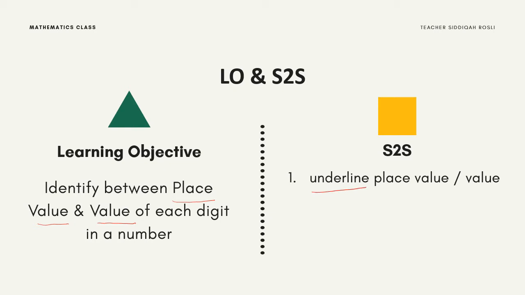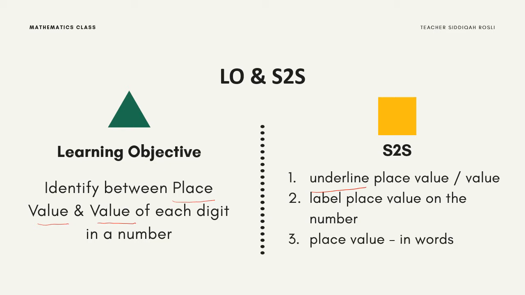I will show this to you later on. Step 2 is we are going to label place value on the number. Step 3 is if the question is asking you place value, then you know that your answer is going to be in words. And then our step 4 for today is if the question is asking you for values, you are going to provide the answer in numbers or numerals form.